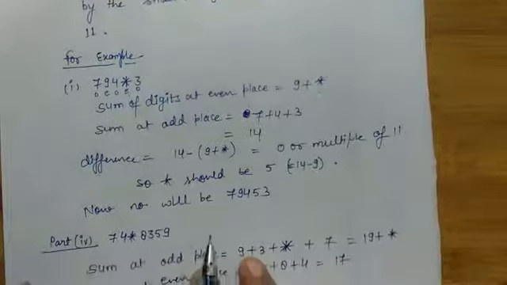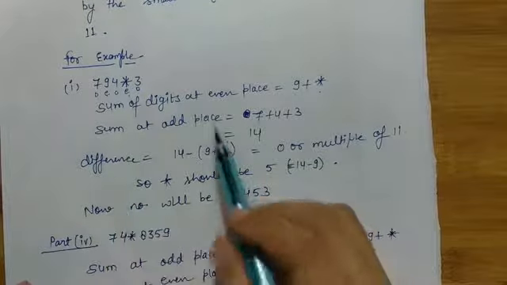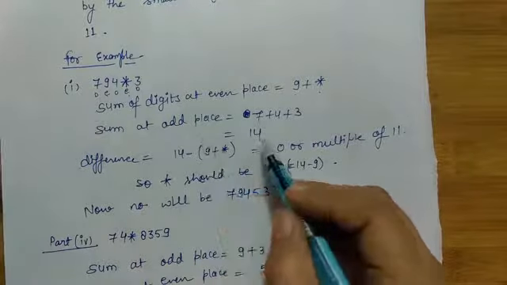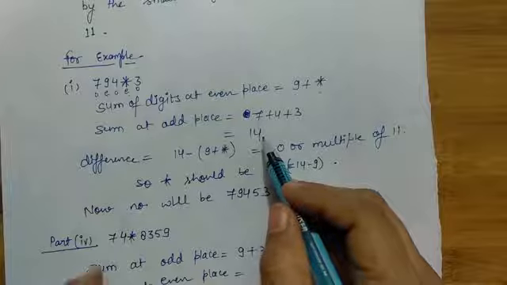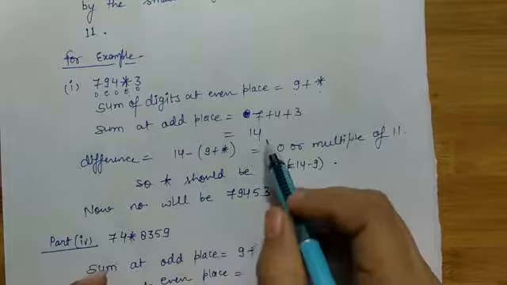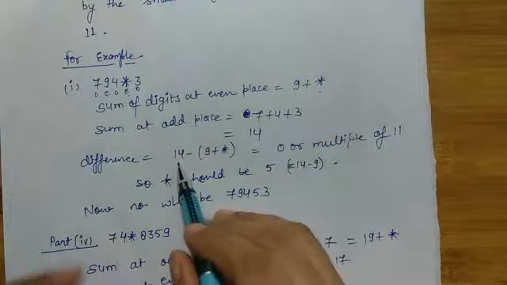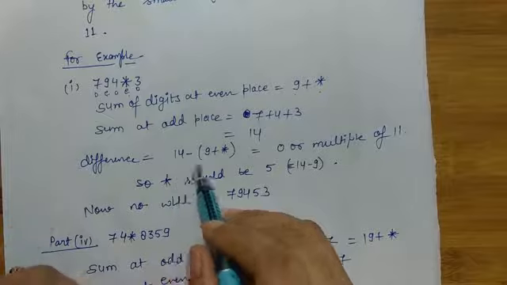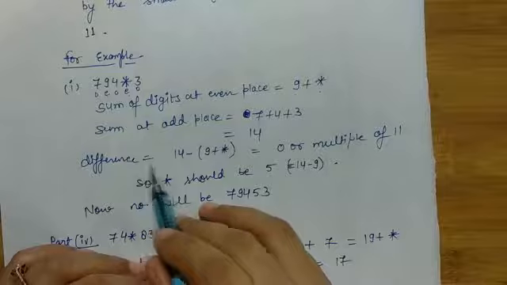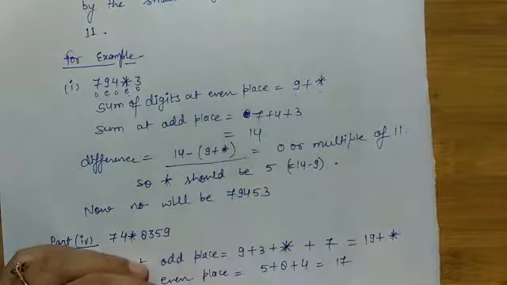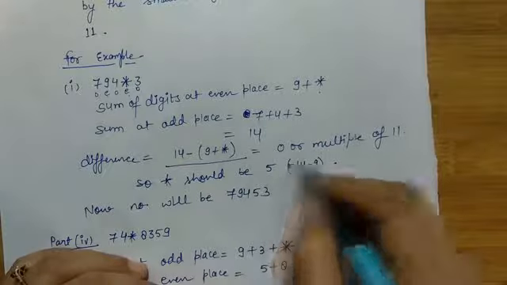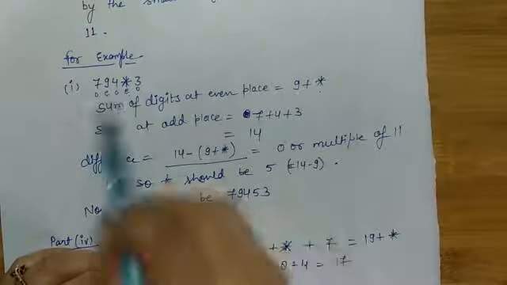Then children, we have to find out the difference of the sum at even and odd place. So we got, which is the maximum one, we can see now, that is 14. So we may keep any one of them at the first position. So as we can see, the 14 is greater than 9, so we will put first 14 over here. 14 minus 9 plus asterisk, and this asterisk may be anything. And the rule is, this difference will be 0 or a multiple of 11, then the given number is divisible by 11.